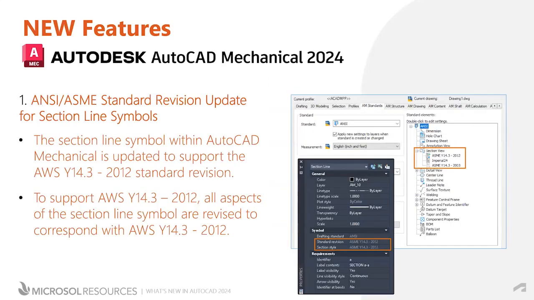We also have a couple of new features for the AutoCAD Mechanical 2024 toolset. The first one is the ANSI and ASME standard revision update for section line symbols. The section line symbol within AutoCAD Mechanical is updated now to support the AWS Y14.3 2012 standard revision. However, it will continue to support the AWS Y14.3 2003 standard revision.